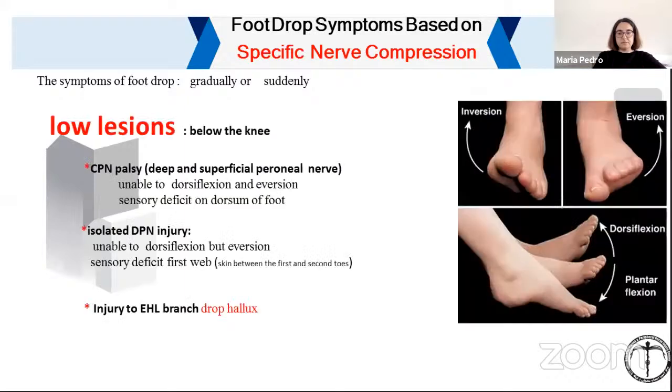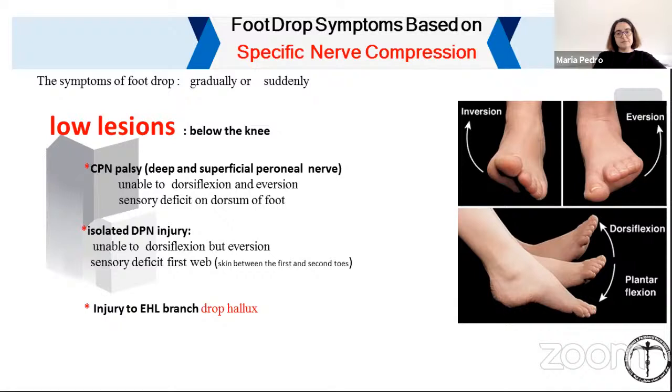Some lesions around below the knee, I mean below the fibular head, are divided into common peroneal nerve palsy, in which the deep and superficial peroneal nerves are involved. The patient is unable to dorsiflex and evert, with sensory deficit on the dorsum of the foot. Sometimes there is isolated deep peroneal nerve injury.